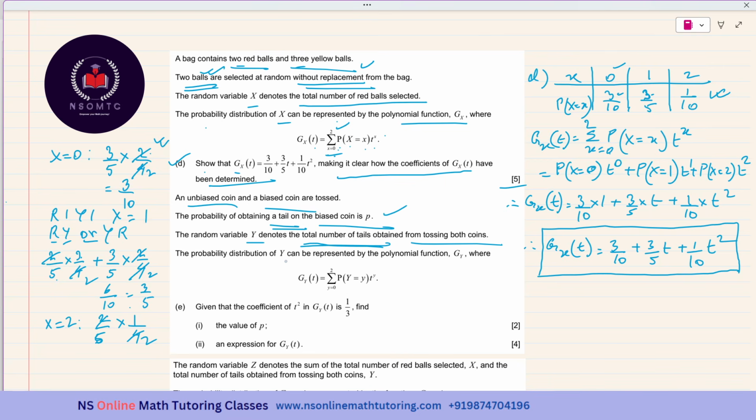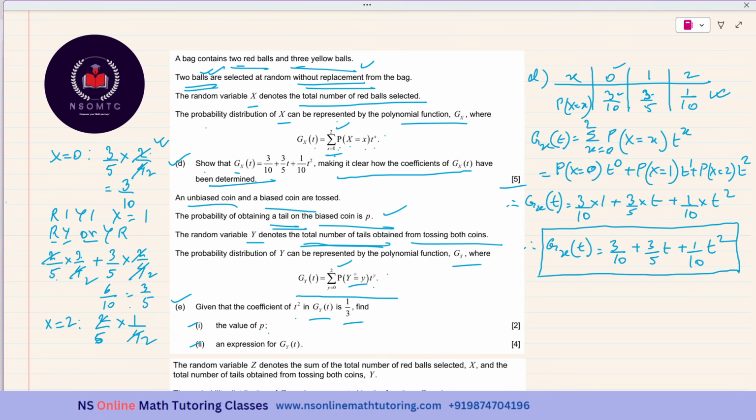The probability distribution of Y can be represented by the polynomial function G Y, where G Y of t is equal to sigma Y equal to 0 to 2, P of Y equal to y, t to the power of y. Subpart E's question is given that the coefficient of t square in G Y of t is 1/3. Find, it is having two further subparts, the value of p and an expression of G Y of t.